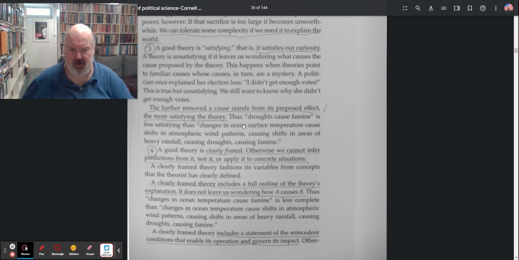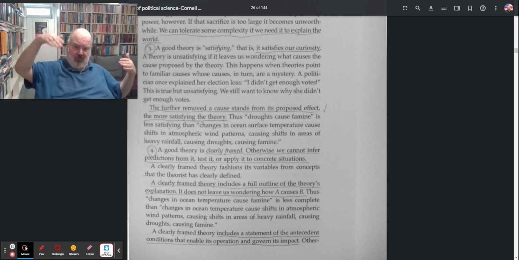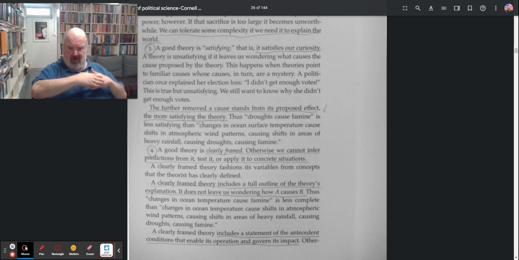Thus, droughts cause famine is less satisfying than changes in ocean surface temperatures cause shifts in atmospheric wind patterns, causing shifts in areas of heavy rainfall, causing droughts, causing famine. In other words, this one is farther away. It's more complex, with more intermediate variables, but it's more satisfying in that sense. You see what I mean by that? In other words, drought is a simple answer. Drought causes this. Okay, but that's because the answer is so close to the causing thing. The cause is so close to the effect.